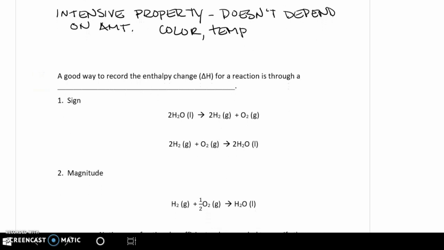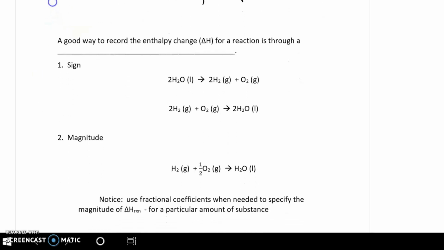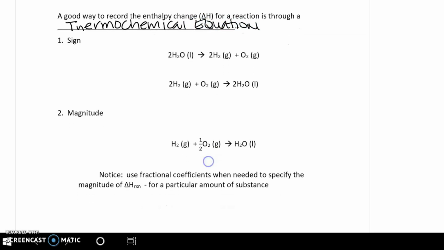All right, so a good way to find an enthalpy change for a reaction is through the thermochemical equation. So what's the difference between that and our normal equations? Well, all that we're going to do now is put the amount of energy with the reaction. So here, our delta H is going to equal 572 kilojoules for this reaction. This is the decomposition of water into 2 moles of hydrogen and 1 mole of oxygen.